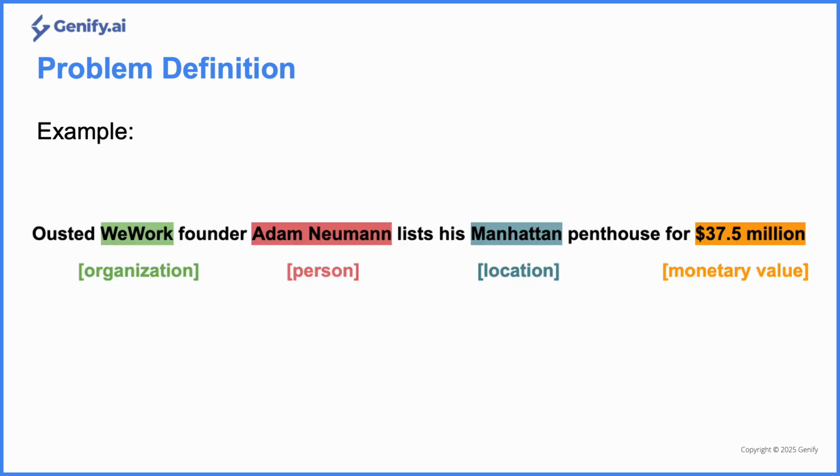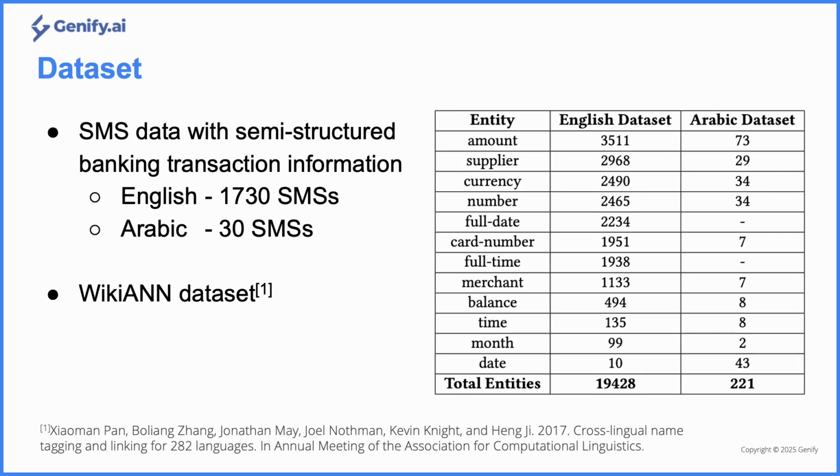Now let's revisit the problem definition with a simple example. Here, entities like organization and monetary value are highlighted to illustrate the task. We created a dataset containing SMS data in both English and Arabic, carrying semi-structured banking transaction information with 1,730 samples in the English language and 30 samples in Arabic.